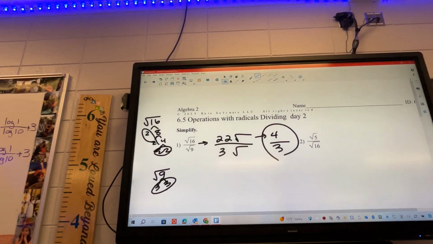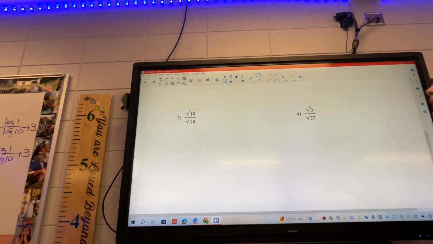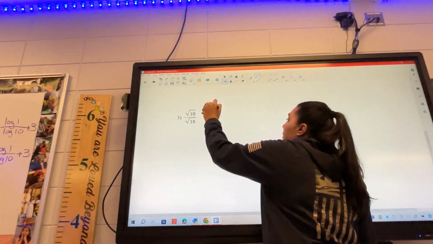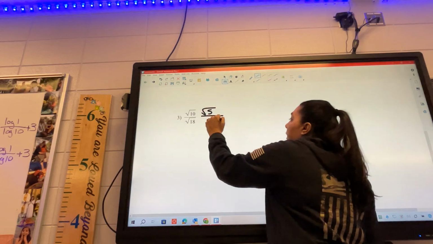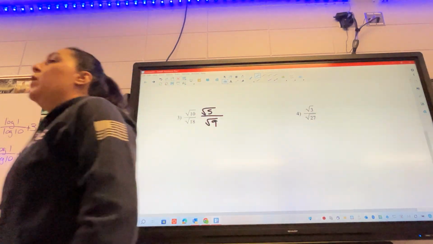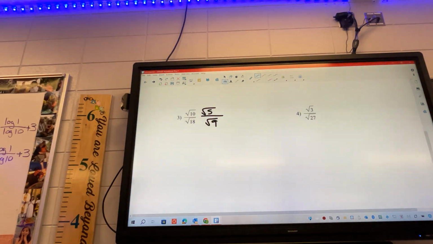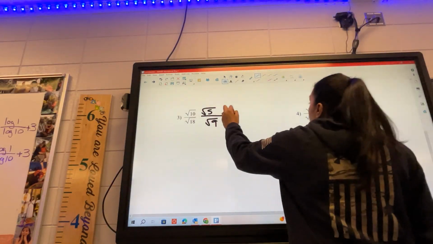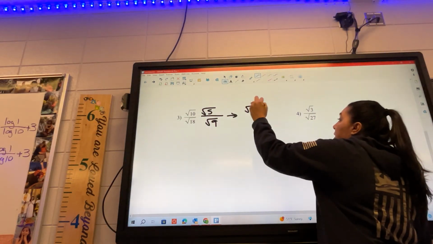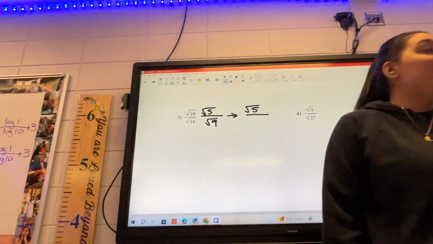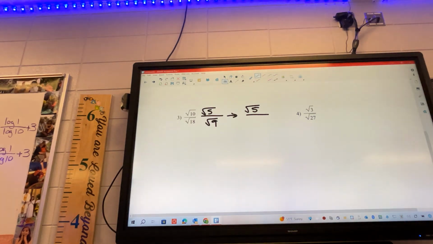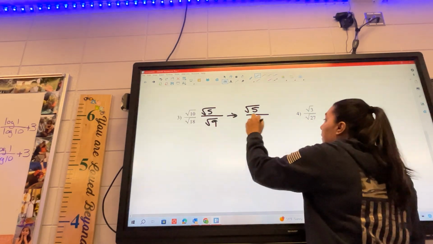Okay, number 3. What is 10 over 18? It's 5 over 9. So it's really going to be square root of 5 over square root of 9. What does the square root of 5 become? Remember, if it's a 2, 3, 5, 7, we can't do nothing with it. So the square root of 5 stays the square root of 5. What is the square root of 9? It's 3.